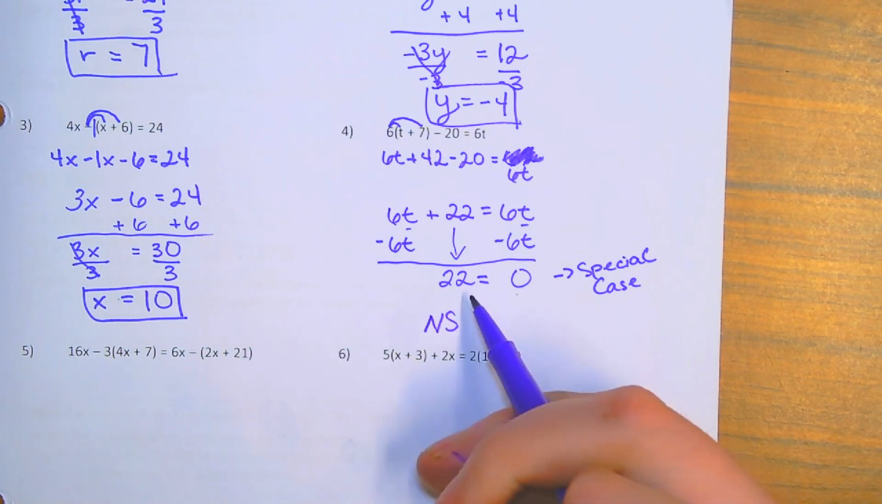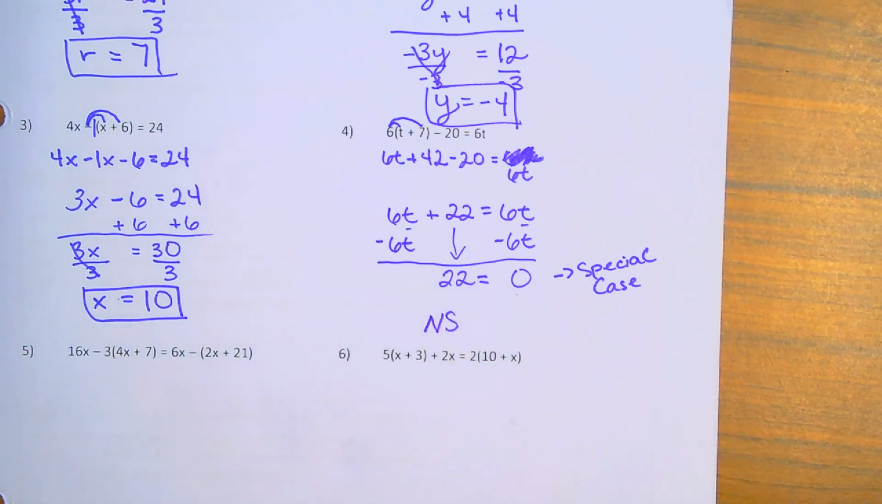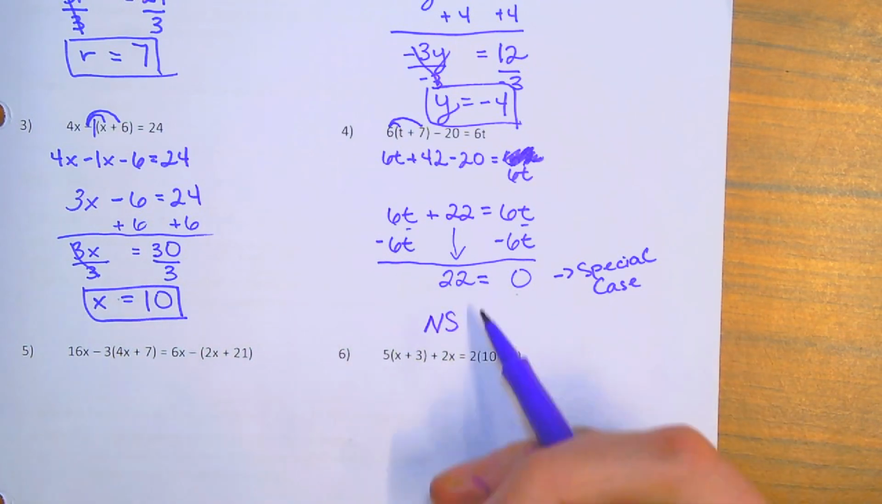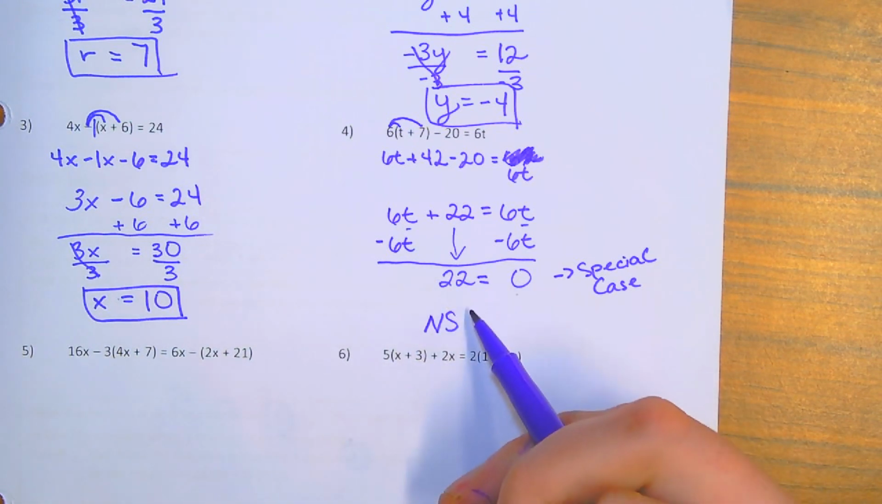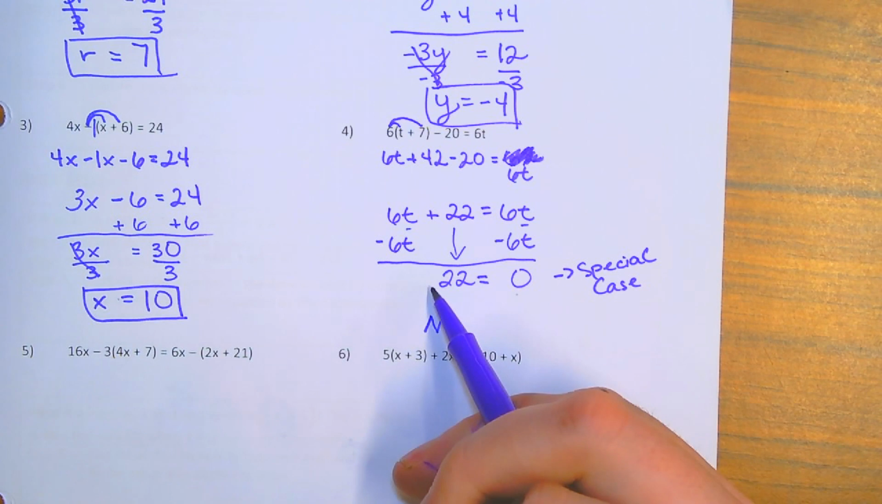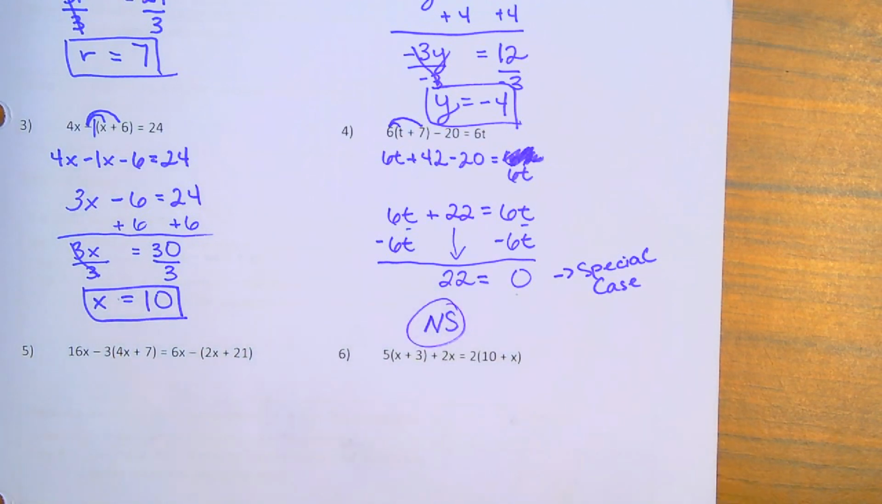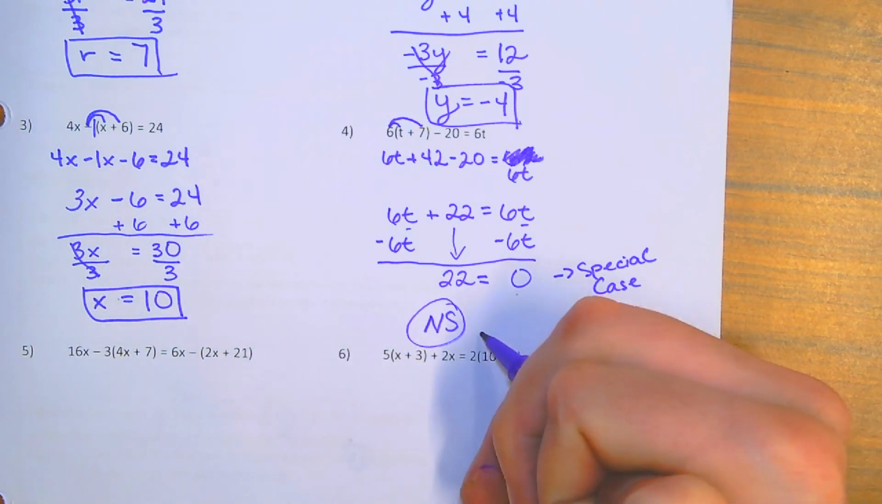Okay? Now, no solution happens when we have two numbers at the end that do not equal each other, but it says they do. Okay? Since 22 and 0 are not the same, that's why it's no solution. Okay? So that's going to be our answer for this one. Or if you guys wanted to write it.